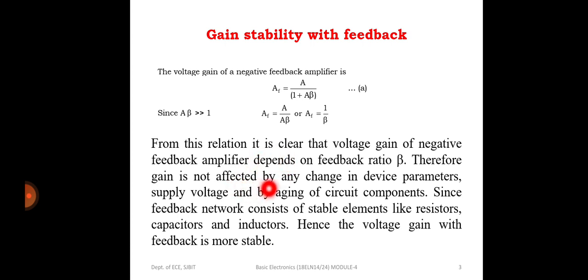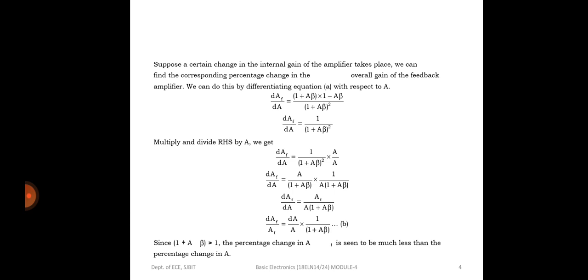Since the feedback network consists of stable elements like resistors, capacitors and inductors, it will not change the gain with respect to changes in the parameters. Hence the voltage gain with feedback is more stable. That is, according to the stability, we now say it is a more stable circuit.